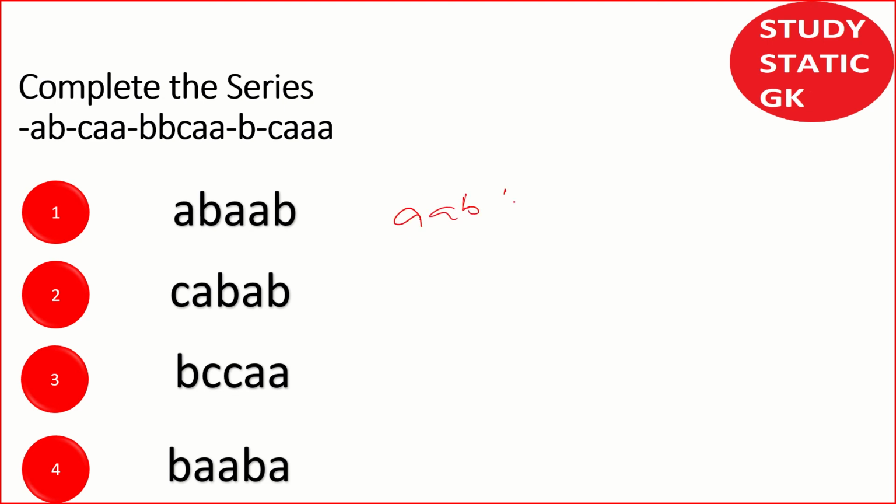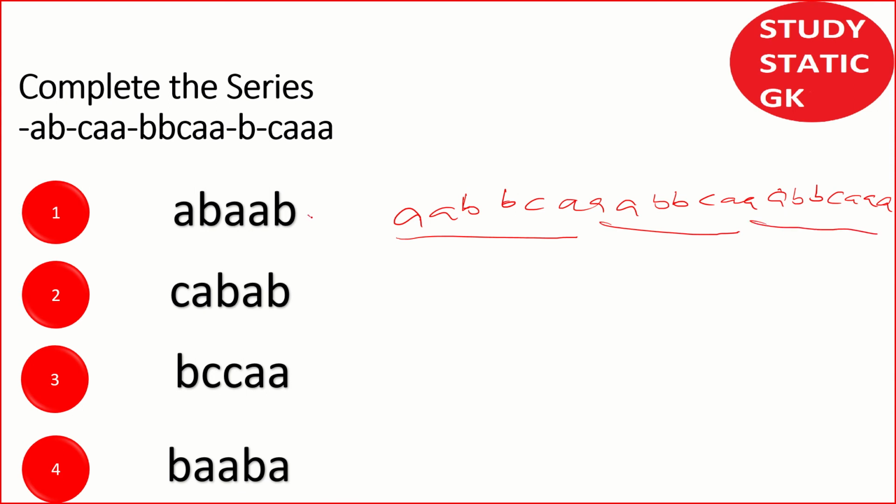ABBCA. Third one is ABBCA. Fourth one is AB. Fifth one is BCA. Again, ABBCA, ABBCA, ABBCA, ABBCA. So this one is the answer here.